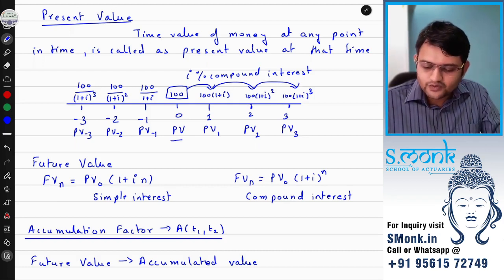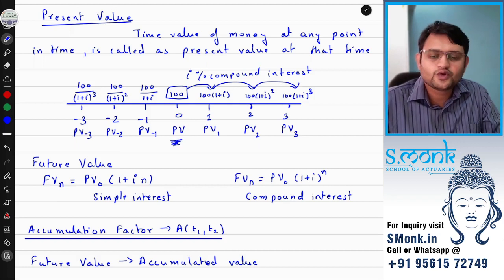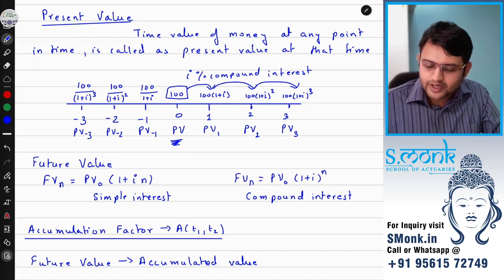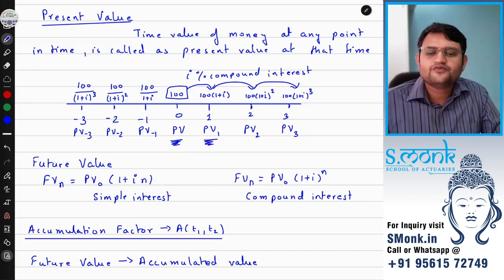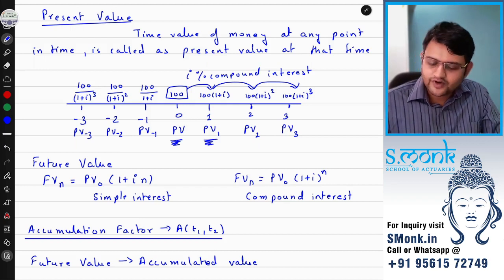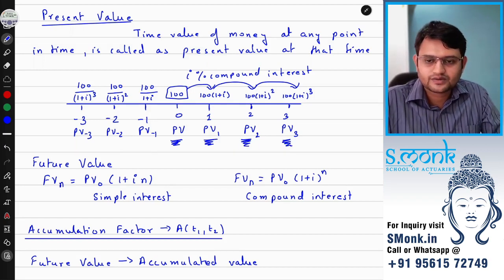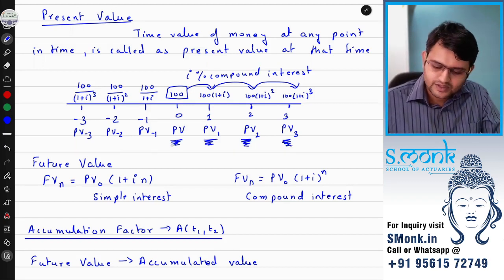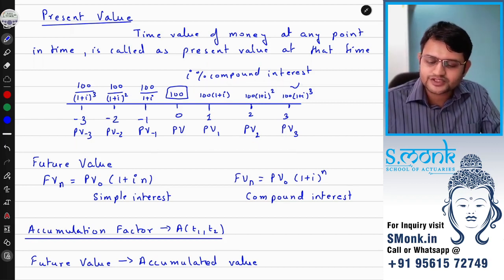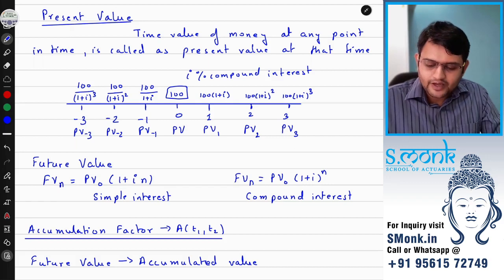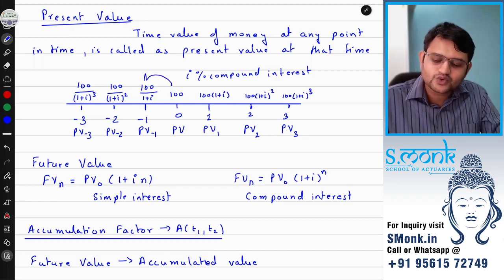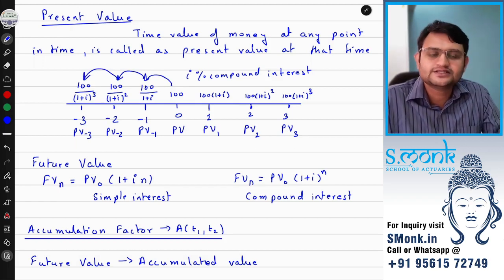So today's value, we just call it present value. We don't need to mention it is at time 0. But the value at time 1, we'll call it present value at time 1. This will be present value at time 2. This is present value at time 3. Now, even though the salary that I received, that is 100 rupees, was today, we can still calculate the value in the previous years as well, even when it did not exist.